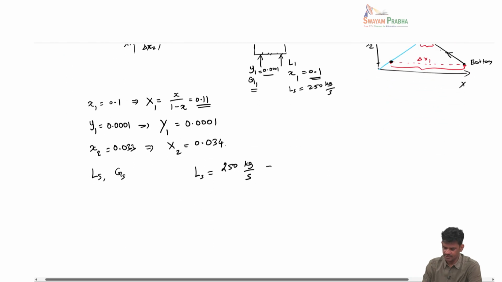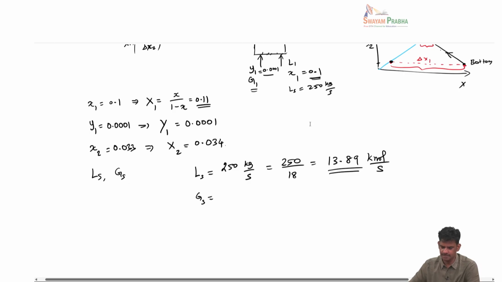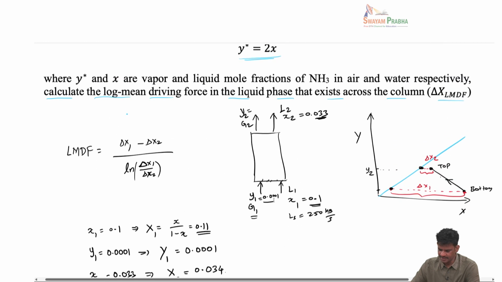We will convert this into a molar flow rate. So you get 13.89 kilomole per second. Okay, so this is LS, and then to find GS, we need to use the ideal gas law.